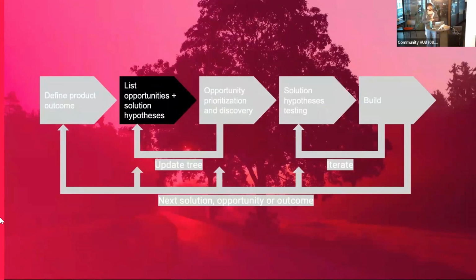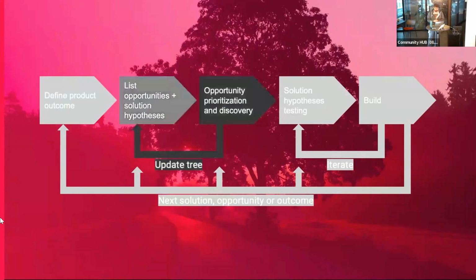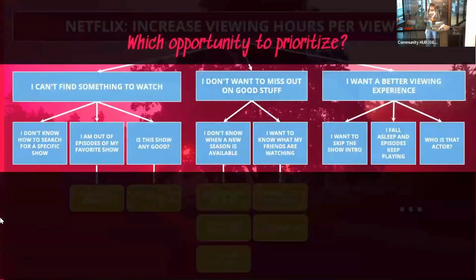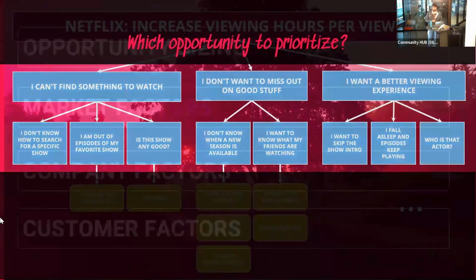You didn't talk to anyone, so it's not very good. So now you need to prioritize and discover a bit and then update the tree. Because, okay, I created this, but which opportunity do I actually prioritize? Are these actually the opportunities that I should be pursuing? Is there something that I'm missing? So all this makes sense.